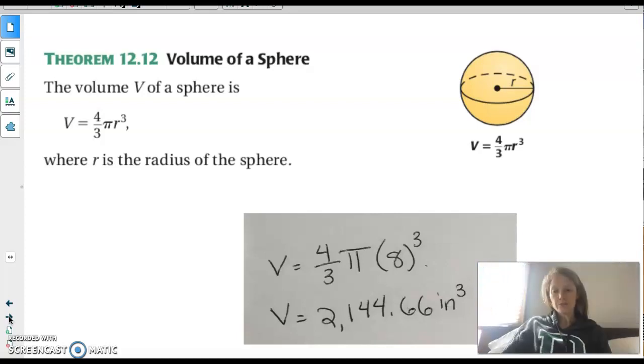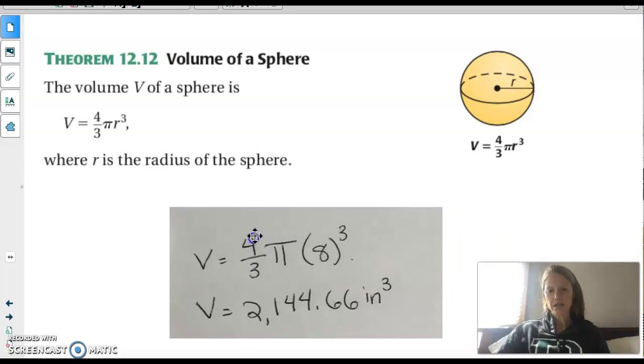So if we're looking at volumes of spheres, the volume of a sphere is equal to 4/3 pi times the radius cubed. Remember that whenever we're talking about volume, we're talking about a cubic unit. It's a three-dimensional unit. Again, r is the radius. And so if we think about finding the volume of that sphere we were looking at in the surface area example, it had a radius of 8. So if I plug that in, 4/3 pi times the radius cubed is 2,144 inches cubed, because we're talking about volume.